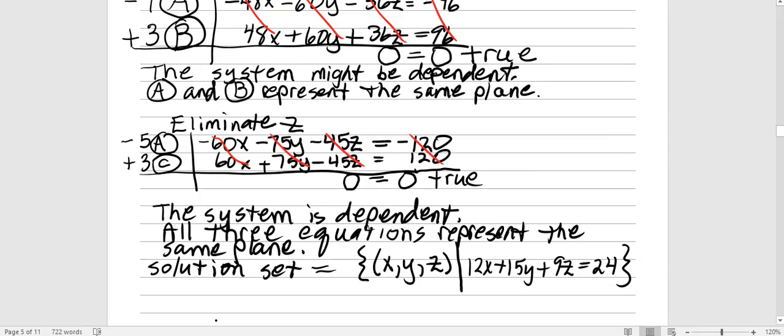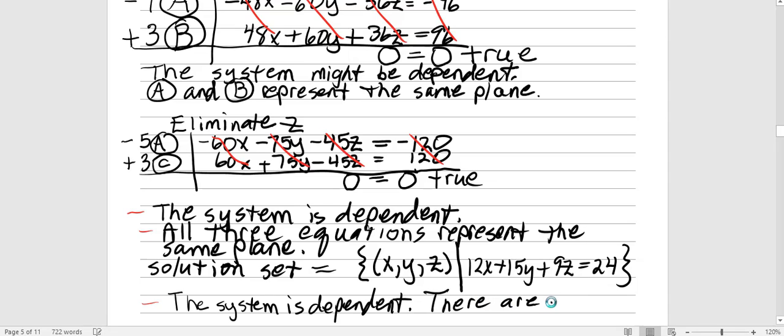And on this type of problem, my math lab I believe just tells you to choose that the system is dependent. There are infinitely many solutions. I don't even think on this type it looks for a description of the solutions.